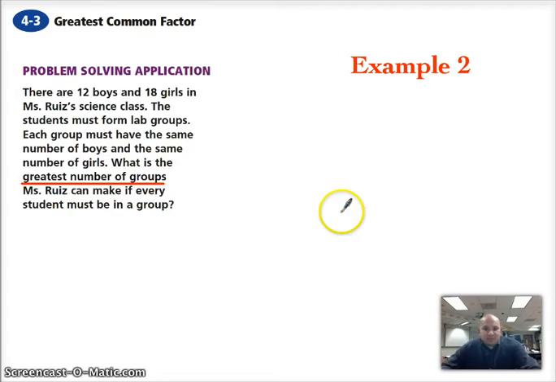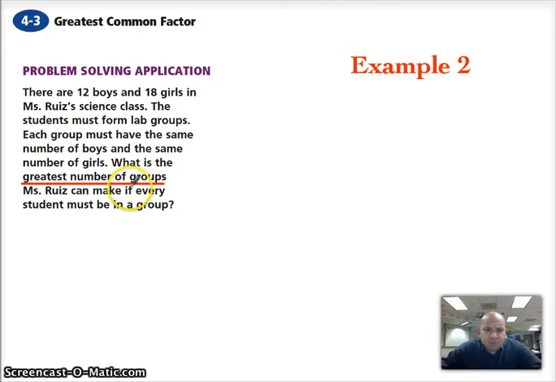Now we have one last problem to solve, and in this case it's a story problem. It says there are 12 boys and 18 girls in Mrs. Ruiz's science class. The students must form lab groups. Each group must have the same number of boys and the same number of girls. So we've got to have an equal amount of girls in each group and an equal number of boys in each group. There doesn't have to be the same number of boys and the same number of girls in each group. Just they have to be spread out.